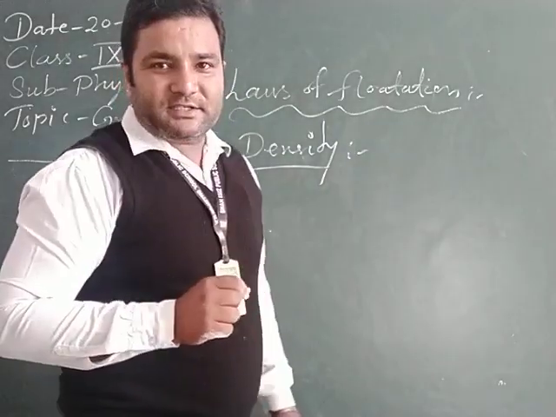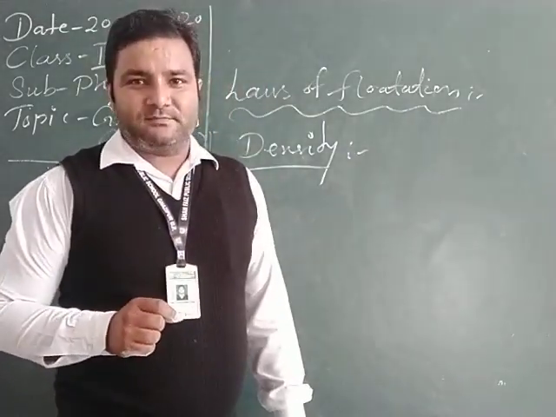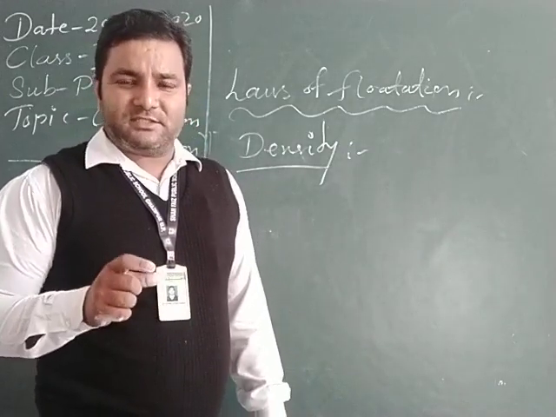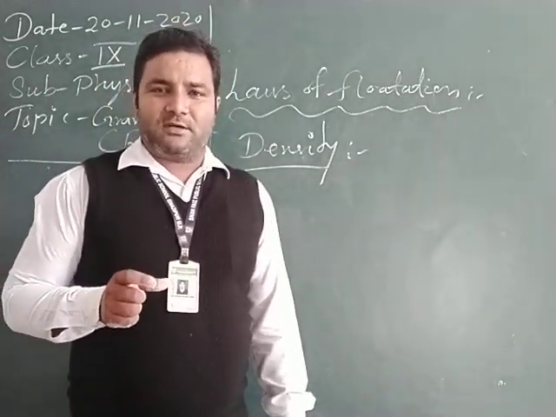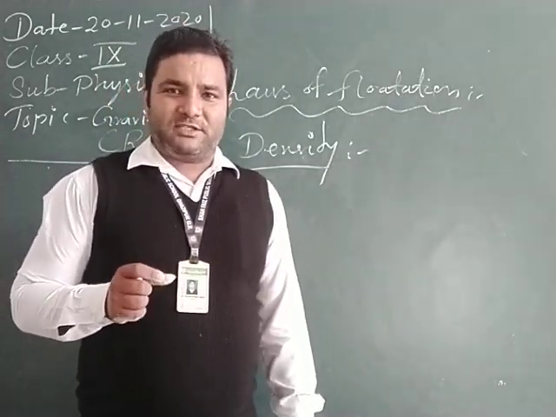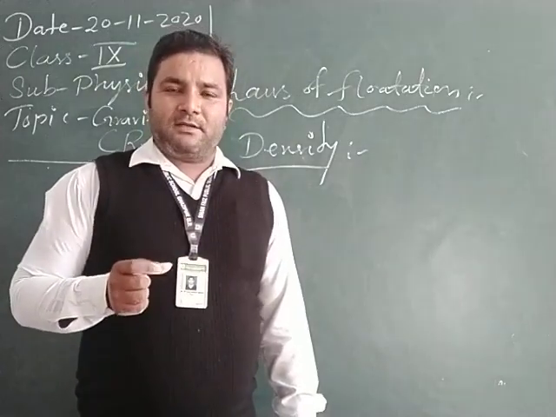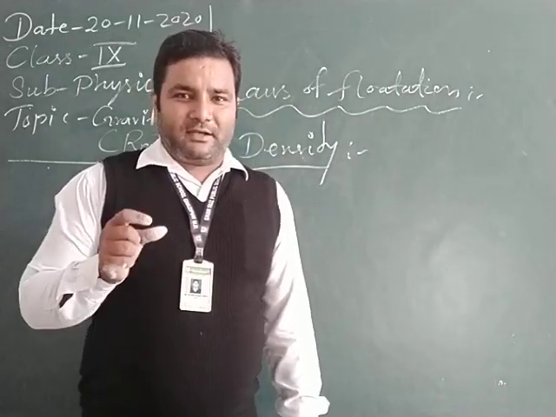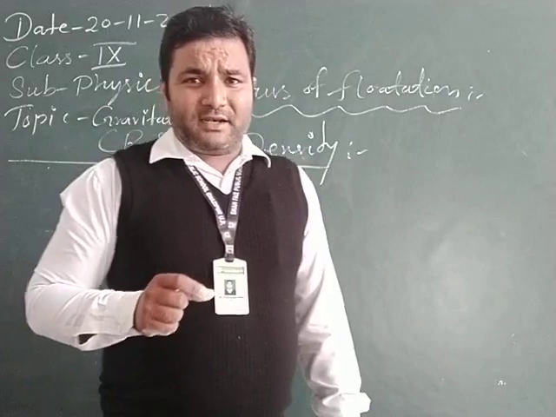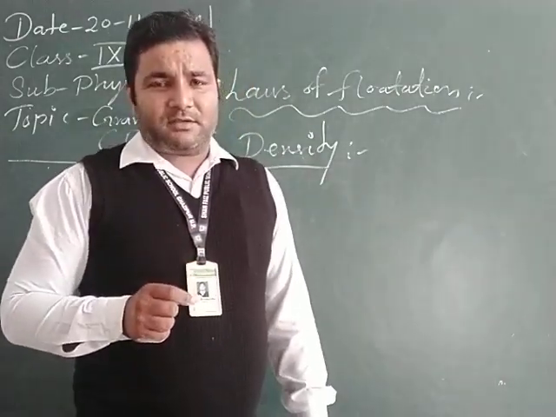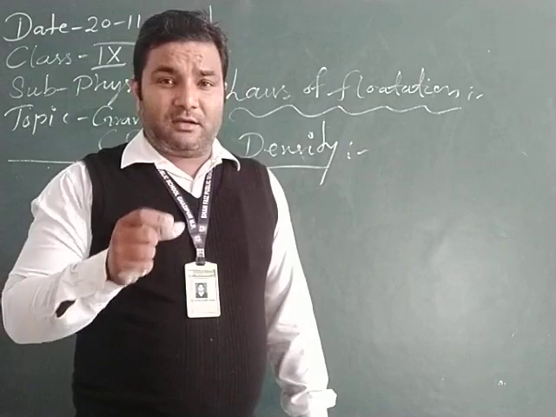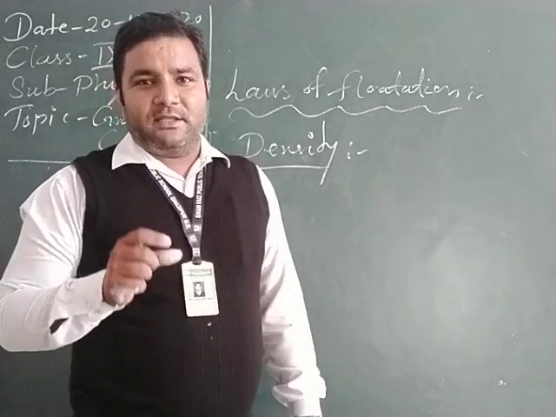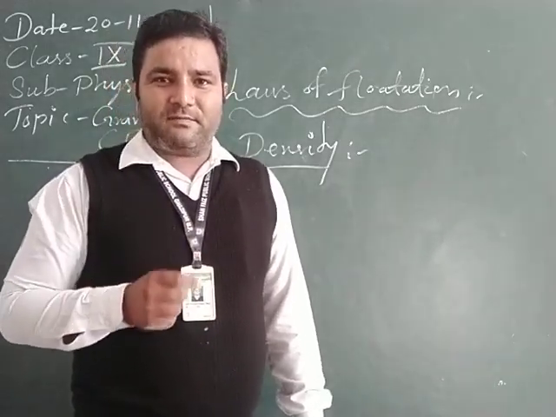When the density of liquid is greater than the density of an object, then the object will float, otherwise the object will sink. It means at least the density of the object must be equal to the density of liquid. If the density of the object is greater than the density of liquid, then the object will sink. Just like an iron nail: when we put it on a water surface, it sinks. But when we put this iron nail on a mercury surface, it will float. The reason is that the density of mercury is greater than the density of iron.